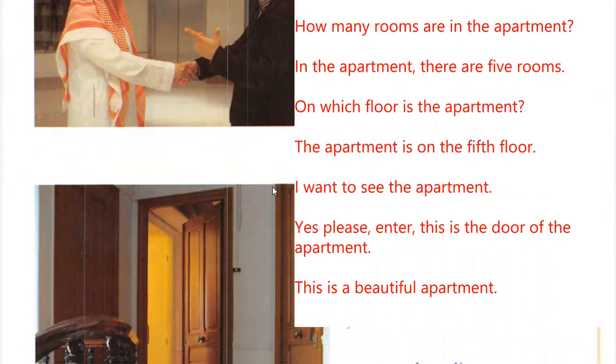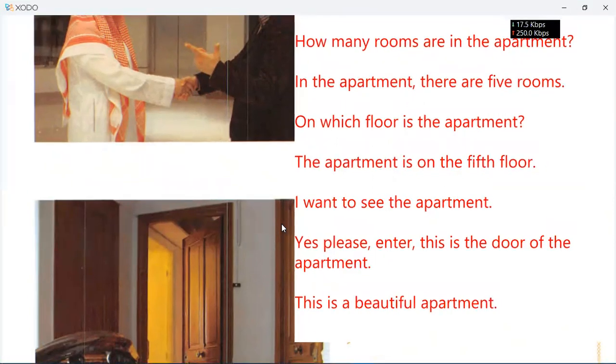أريد أن أشاهد الشقة. Yes, please enter. This is the door of the apartment. نعم، من فضلك أدخل. هذا باب الشقة. Widad is female, so you will say Udkhuli. Udkhuli, it's a female. Udkhuli. Okay. Tafaddali udkhuli. Hadha babu ash-shaqqa. Hadhihi shaqqatun jamila.